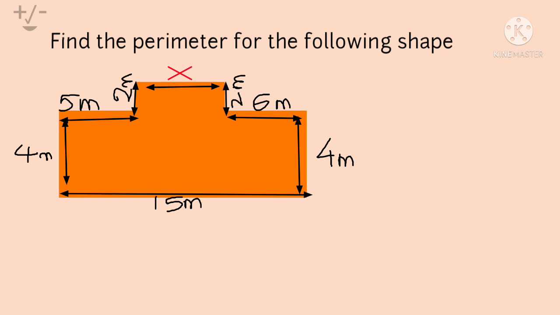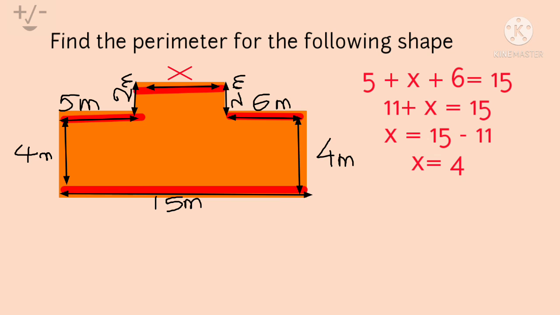Here we have a slightly more challenging question. Again, to find the perimeter of the shape, you simply have to add up all the lengths of all the sides. However, before we do that, we need to work out the missing length marked x. In order to work out the missing length marked x, we can see that the length marked 15 meters is equal to this length, and this length all added together.